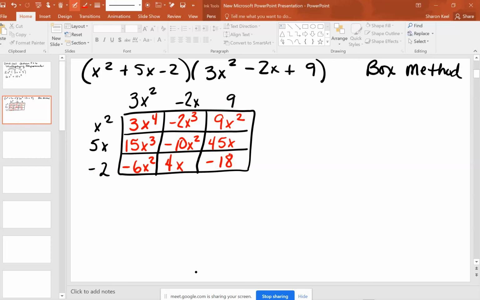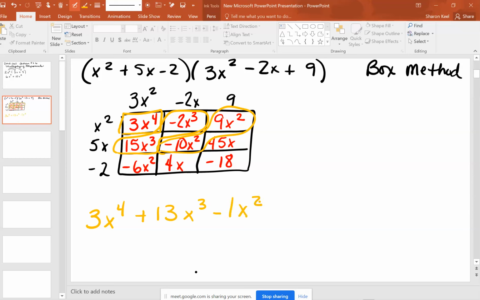When you're using the box method, at this point what I'm going to do is combine like terms. Now this one, I always want to do descending order. So 3x to the 4th is going to be first. My next one is going to be x cubed. I have 2 of these with x cubed. So 15 minus 2 gives me a positive 13x cubed. For my x squareds, I have negative 10 plus 9. That leaves me with negative 1x squared.